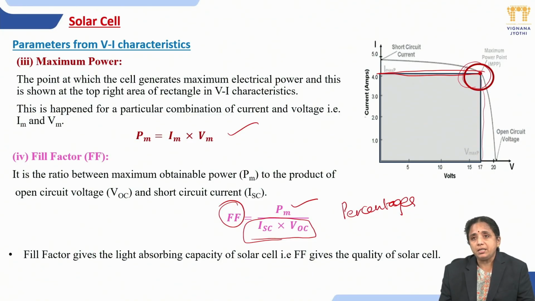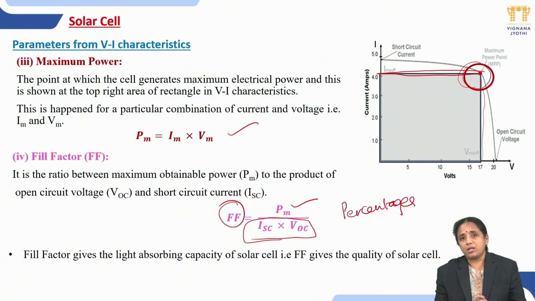This light collecting capacity directly depends on the kind of materials which you are using to fabricate the solar cells or solar panels, or to fabricate the P and N type junction diodes. So fill factor gives the light absorbing capacity of the solar cell. It gives the quality of the solar cell. If the fill factor is 25% for one solar panel and 50% for another, we will take the one with the very high fill factor value.